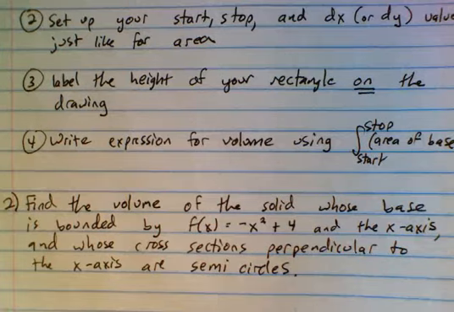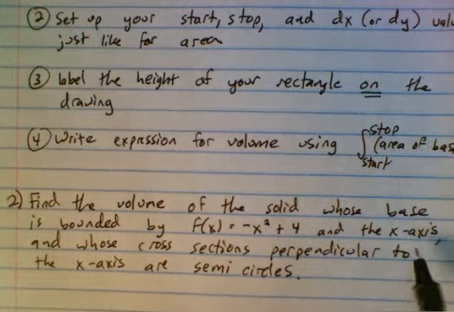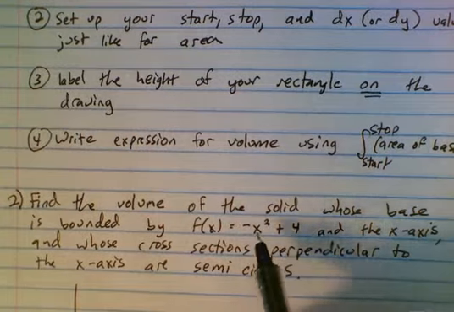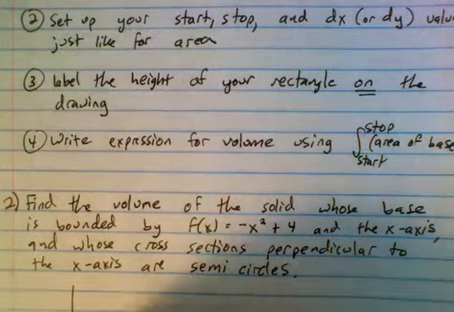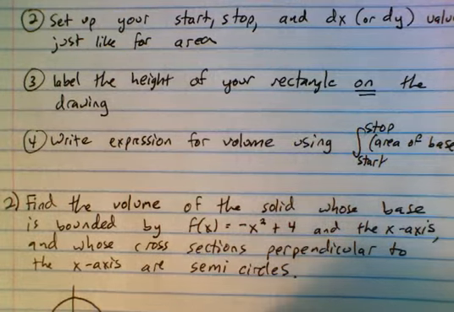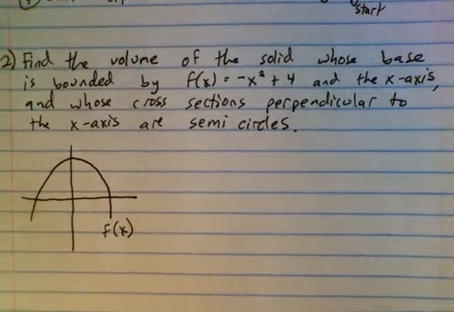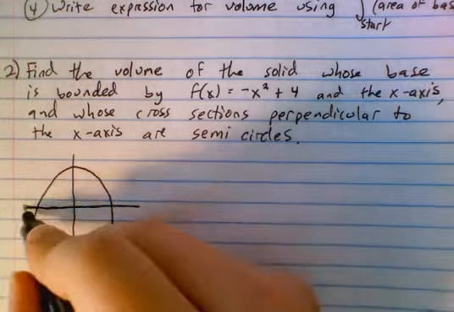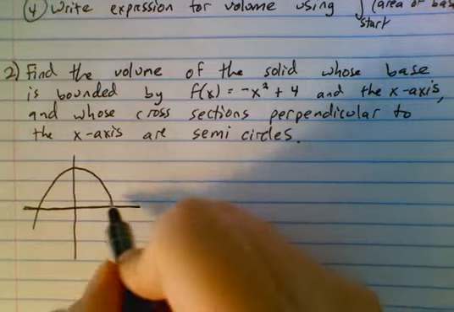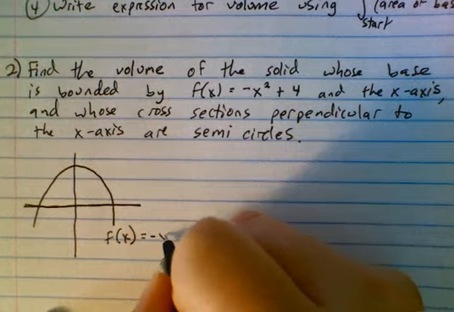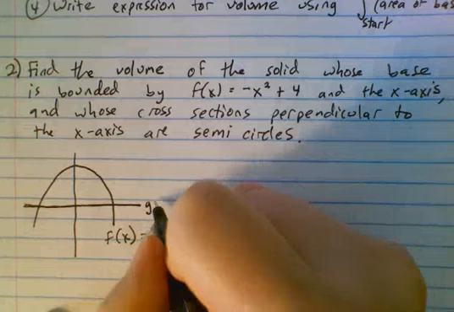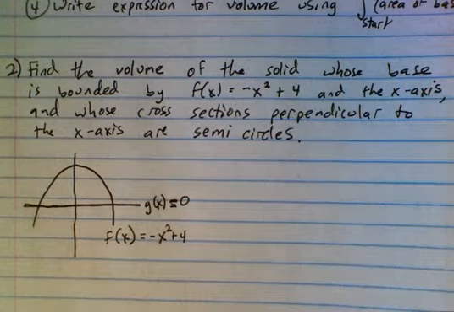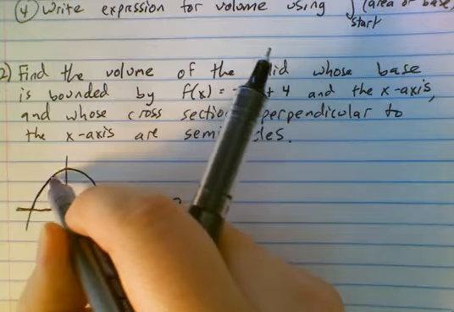So I'm going to start off by just paying attention to the base, which is bounded by, so draw that just like normal. Negative x squared is an upside down parabola, plus 4 moves it up 4, so here's my f of x. Here's the x-axis. Remember, this x-axis is just the line y equals 0. So we can say f of x is negative x squared plus 4, and this x-axis is the line g of x equals 0. And the base is this area right here.